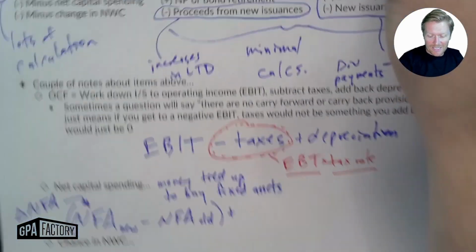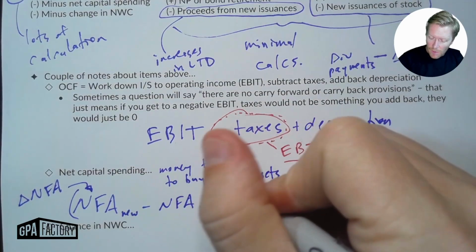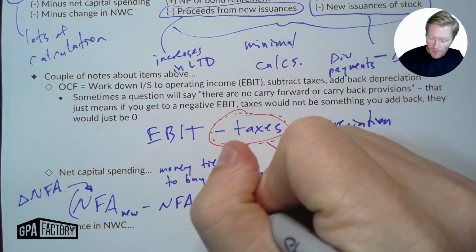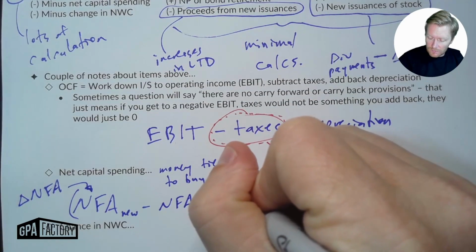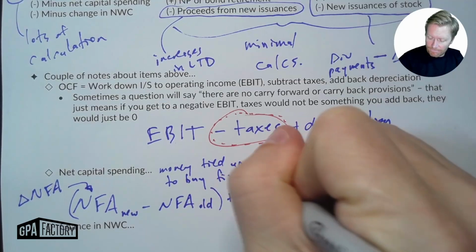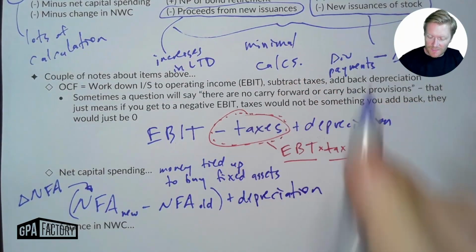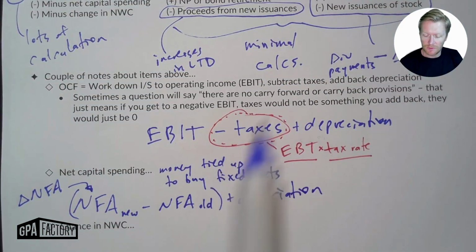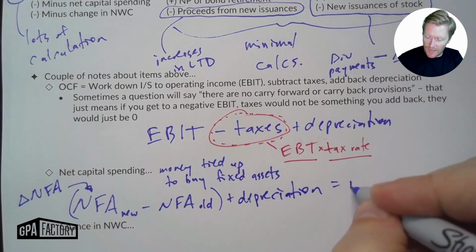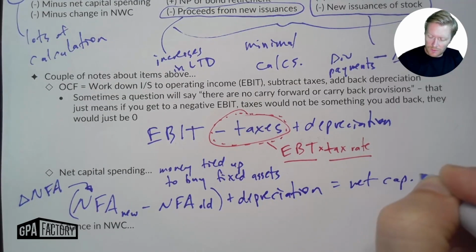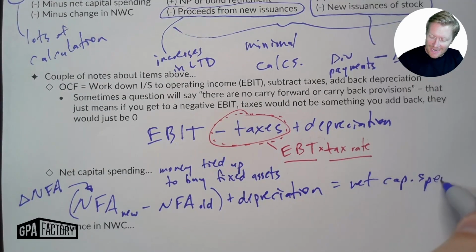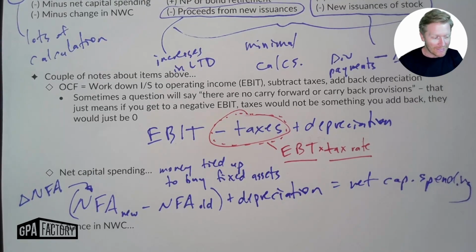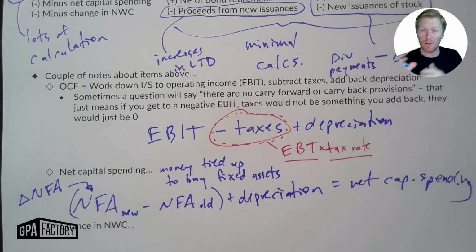But it is the change in net fixed assets plus depreciation. That is the overall capital spending. Overall equals net capital spending. And in the real world, you might see net capital spending as something like CapEx. So CapEx spending, capital expenditures. It's just saying, what is the money that's tied up in purchasing fixed assets?